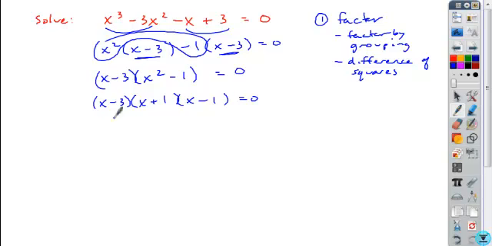Right, once we get it completely factored, and then we can set each factor equal to 0. So that's to apply the 0 product rule.